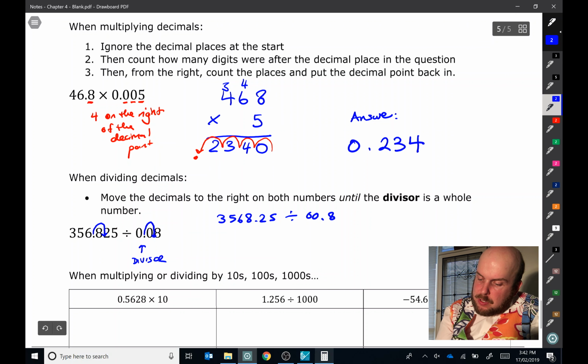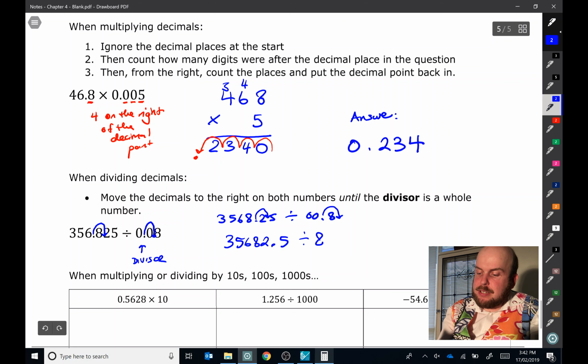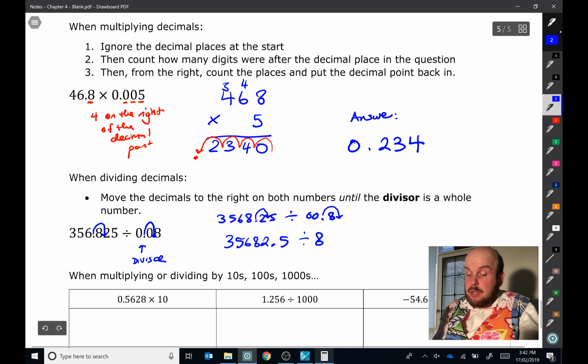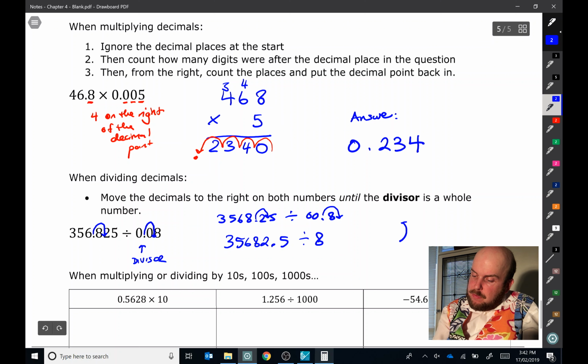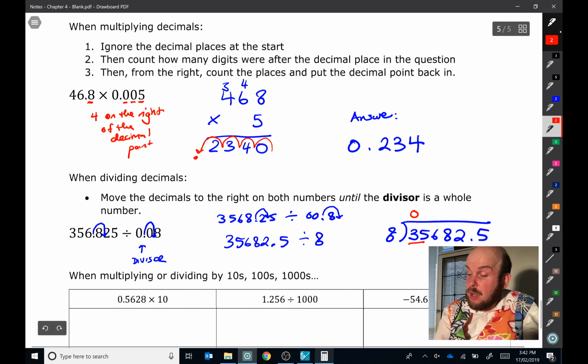And now we're going to do it once more to move that over here. And we get 35682.5 divided by 8. So what we're going to do is, now that we've managed to make that a whole number, we can divide it accordingly. So 35682.5. So 8 can't go into 3. 8 can go into 35 4 times. And we've got 3 remainder.